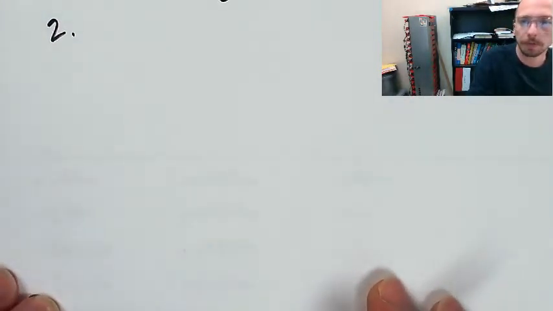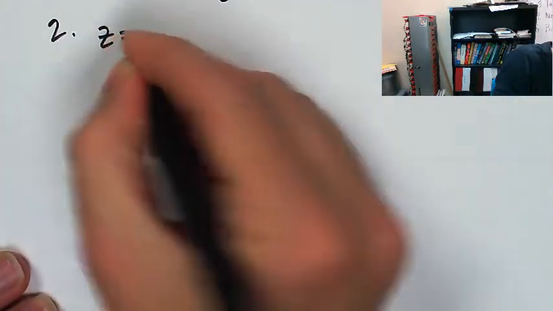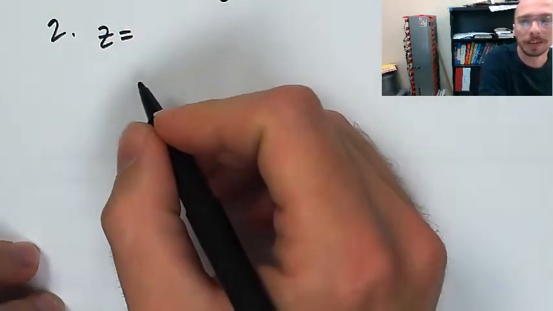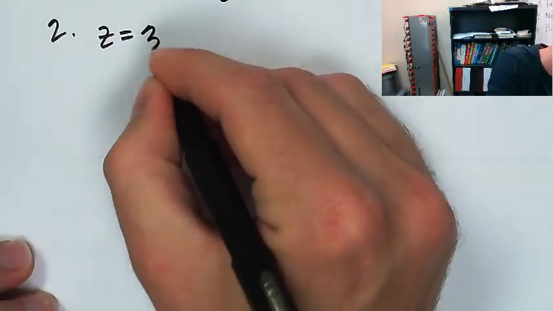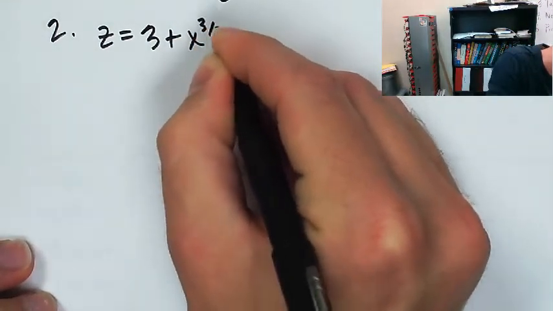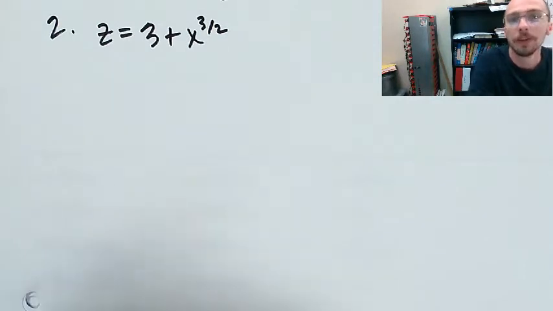The second one, find the area of the surface defined by z equals 3 plus x to the 3 halves. This is one we're going to be able to do by hand. I recognize this one from AP Calculus. And z_y is going to be 0, so it's going to be just fine.